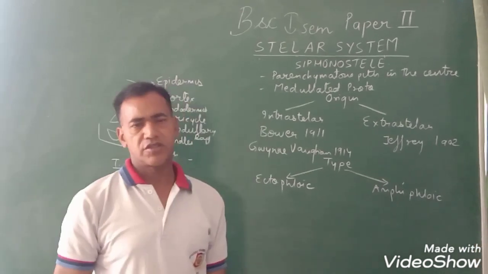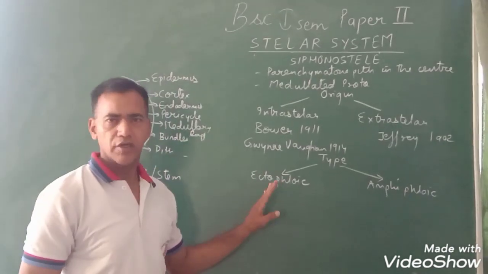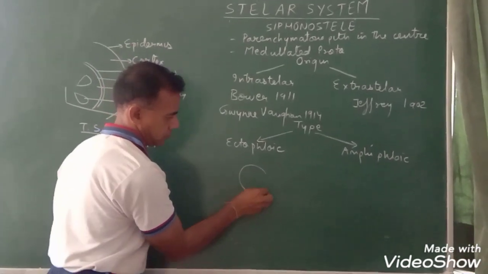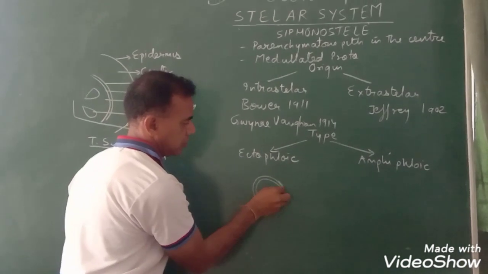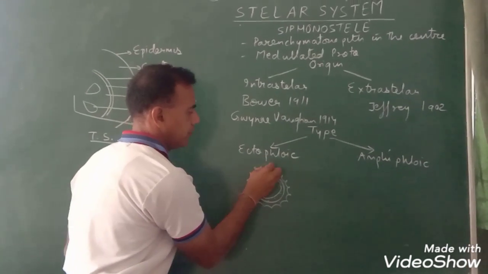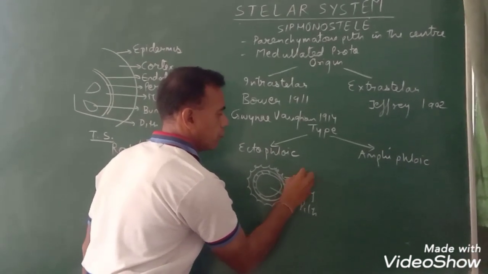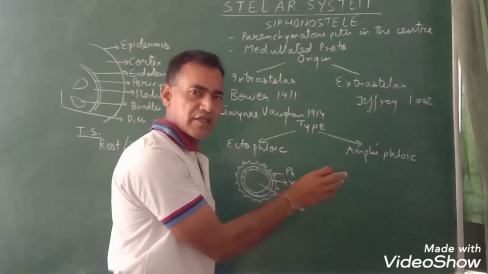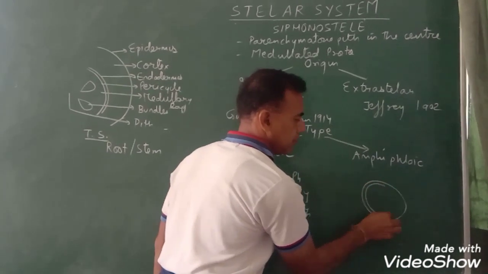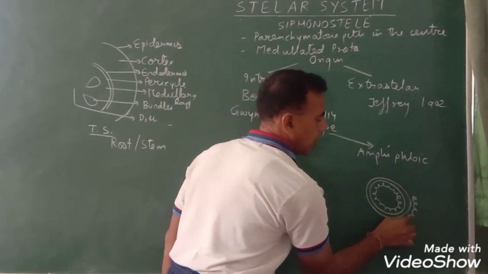There are two types of siphonostele: ectophloic siphonostele and amphiphloic siphonostele. Ectophloic, as the name suggests, means the phloem is present outside the xylem. I am drawing a diagram. Xylem, and on the outer side of it is present phloem. This center one is the pith. Amphi means on both sides of the xylem, phloem is present, like this: xylem, inner phloem and outer phloem.